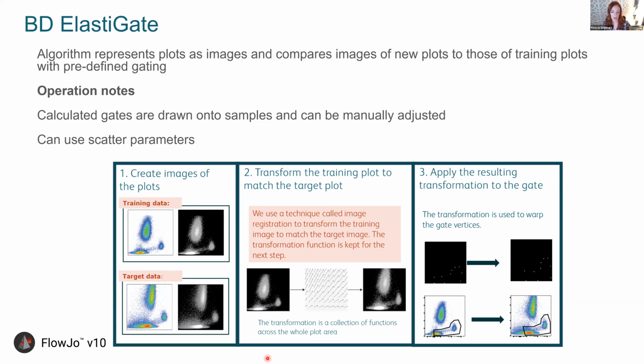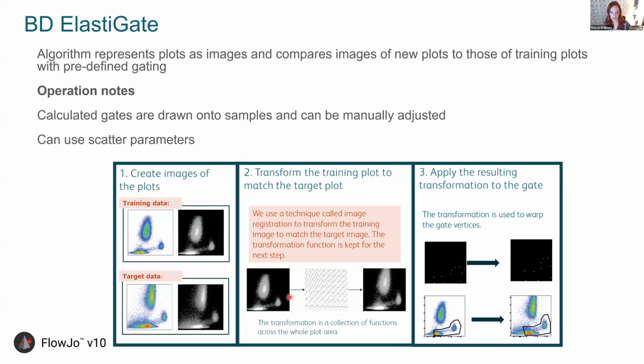So here's a schematic on how that tool is working. It's an algorithm that represents your plots as a picture and then compares the pictures of new plots to those of the training plots that had the predefined gating. So here's the training data, for instance, a simple whole blood staining. And so I have my training data and the target data, or the new data, that I'm ultimately going to want to apply the predefined gates to.